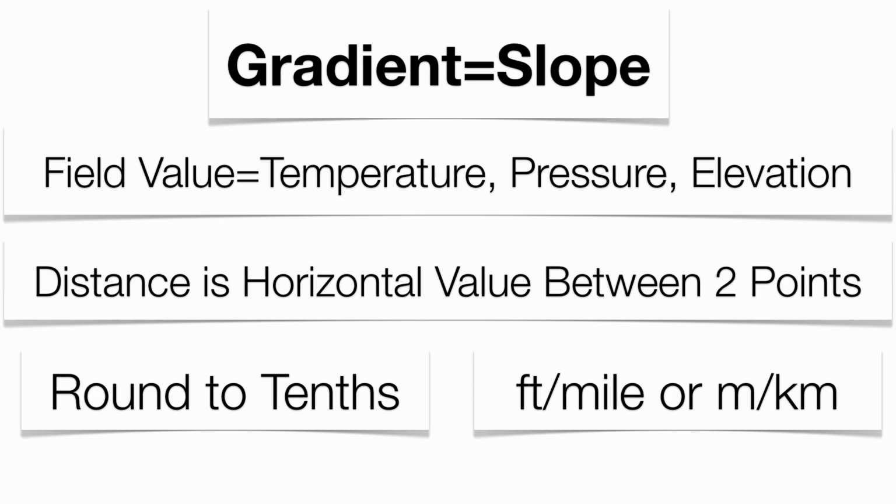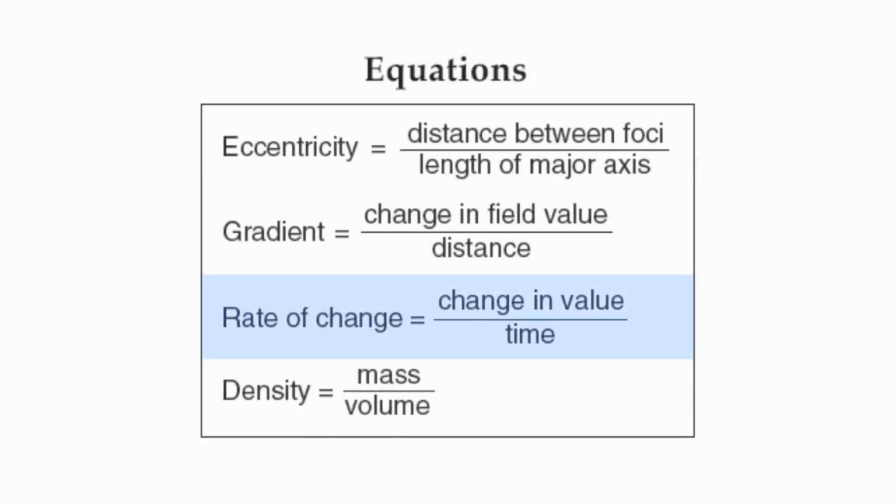So when you talk about field values, a lot of times you're going to get elevation, but in many cases you can also measure the gradient of temperature and pressure as well. So the units I gave you here are distance values. The third one is going to be rate of change. This is very similar to gradient. It's a change in field value divided by time.